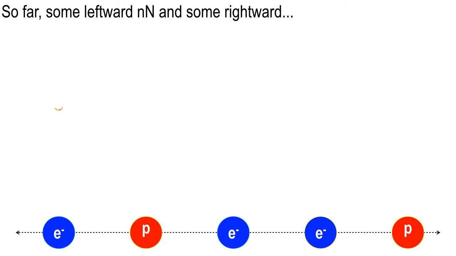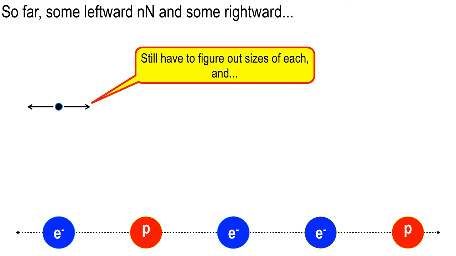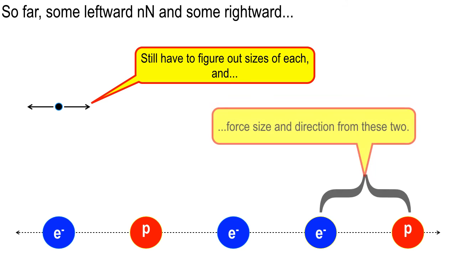And my comment is, so far we've got some leftward, and we've got some rightward, and we still have to figure out the sizes. So make a note of this. Anyways, this is about a fourth of the way through. You've got a bunch of decisions to make. You have to calculate sizes. We haven't done that yet, but we'll get to it. And we still have to figure out force, size, and direction for these two babies out here.